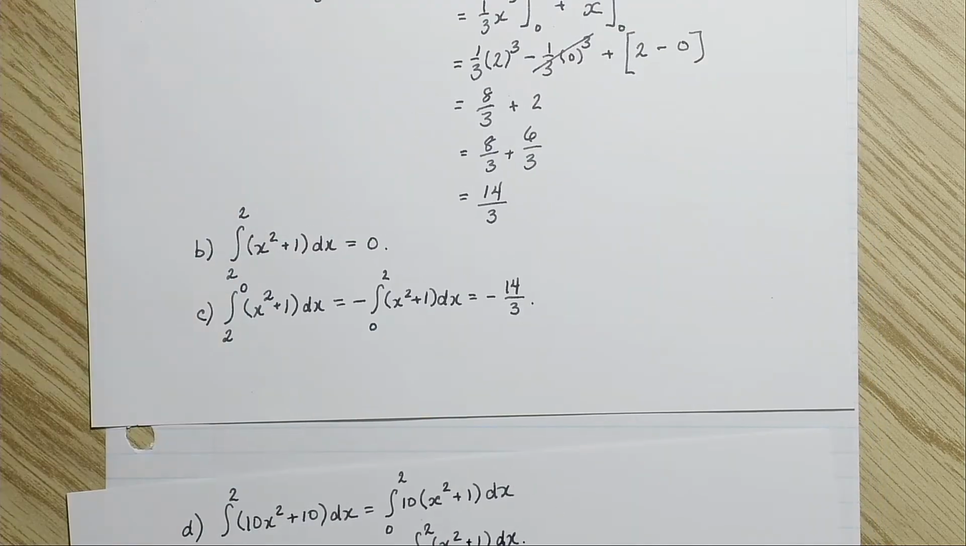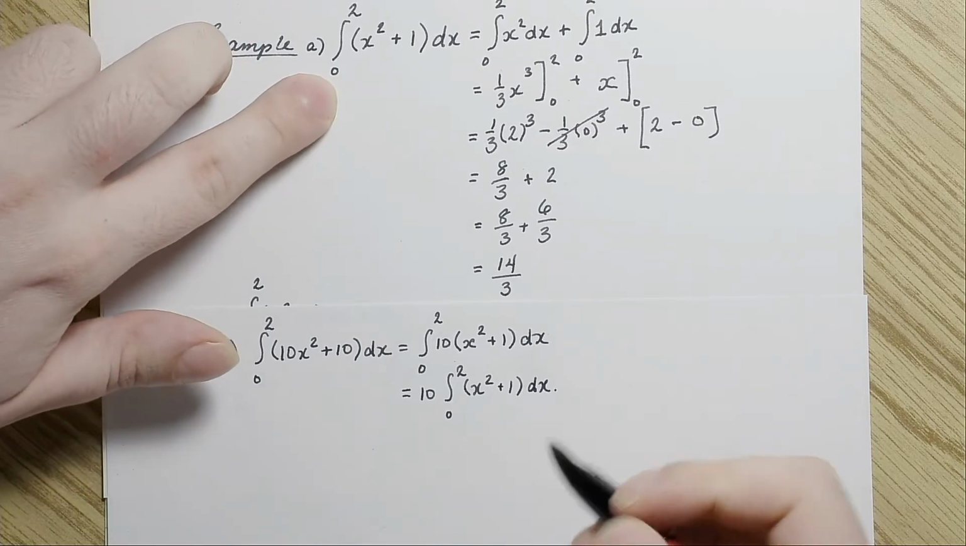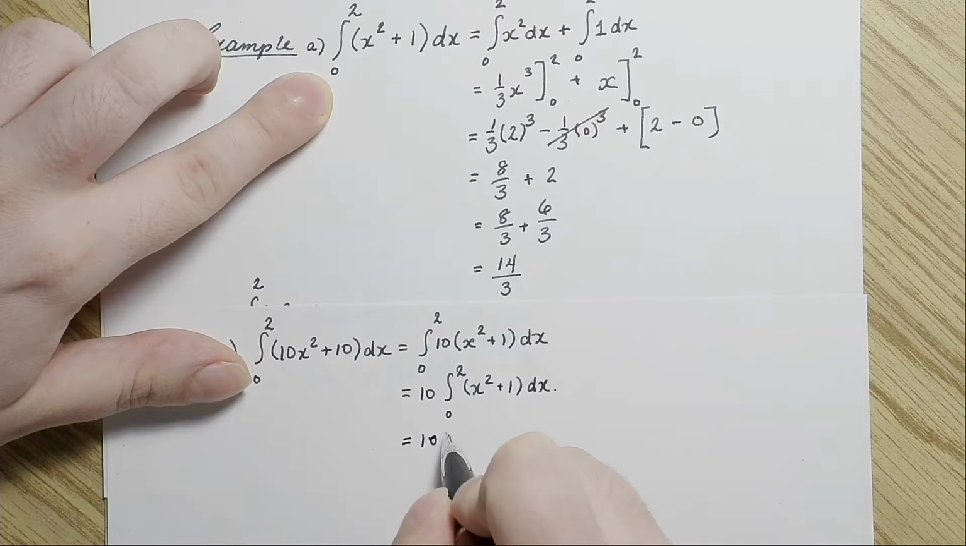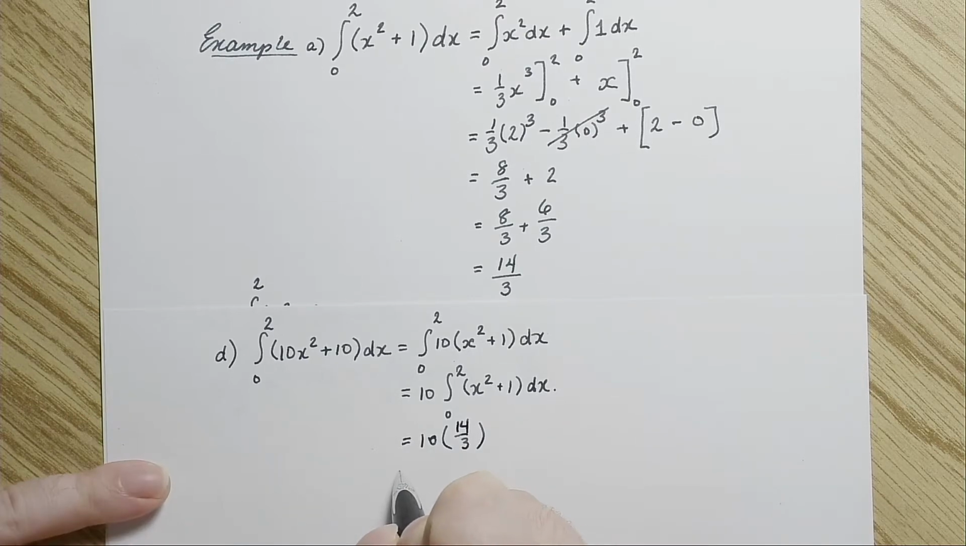And I need to use what I originally did in A. So that's equal to 10 times 14 over 3. And that is equal to 140 over 3.